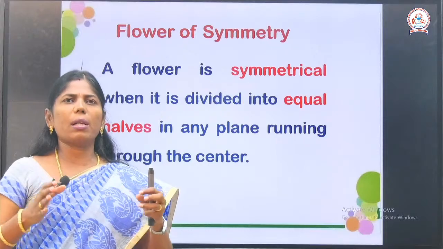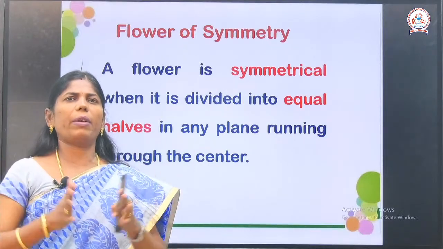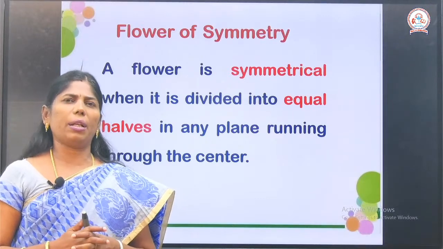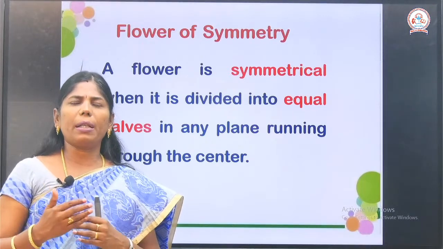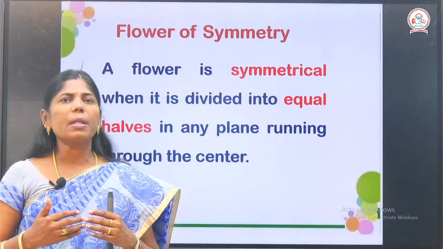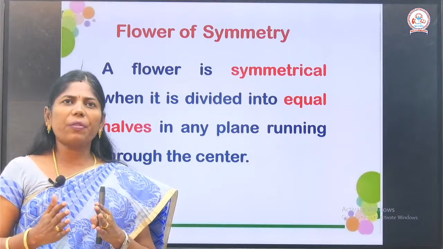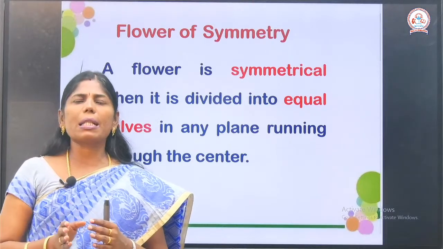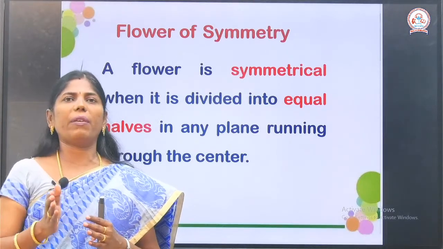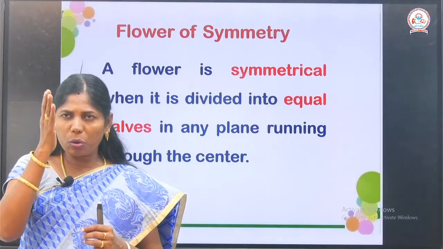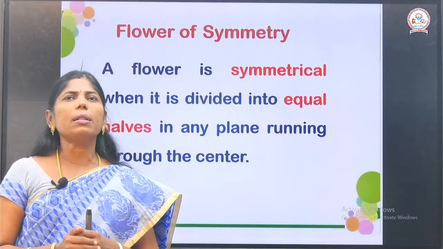Okay. The organism is divided correctly into equal halves. If we divide a plant into two equal halves, that is considered a symmetrical condition. It may be through any plane in a plant. So, that is floral symmetry. Some flowers we can divide into equal halves through any plane, and some flowers we can divide into equal halves only through one plane. So, that is a different type.